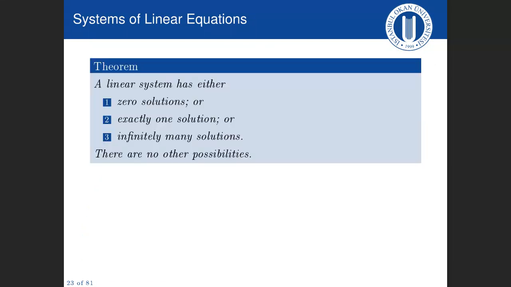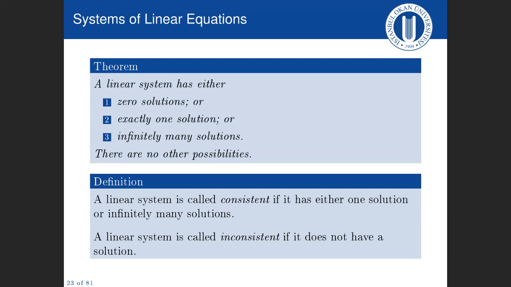And this is always true. A linear system has either 0 solutions, or exactly 1 solution, or infinitely many solutions. There's no other possibilities. We always have one of these. I'll prove the theorem to you in a later lecture, but for now, let's just carry on with our definitions.